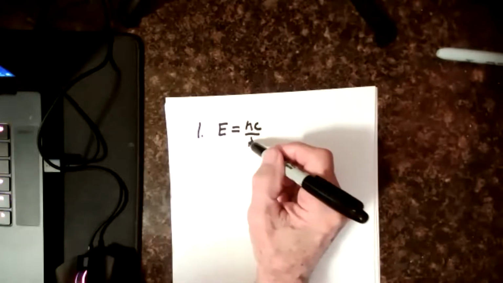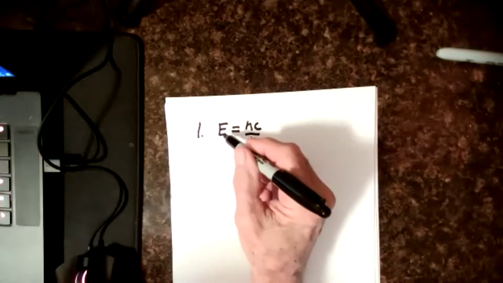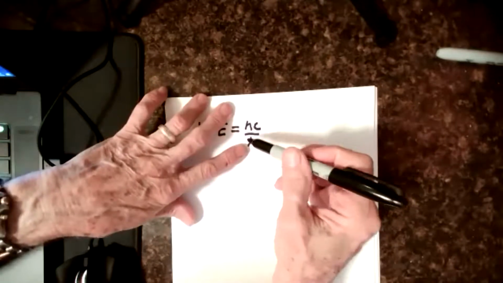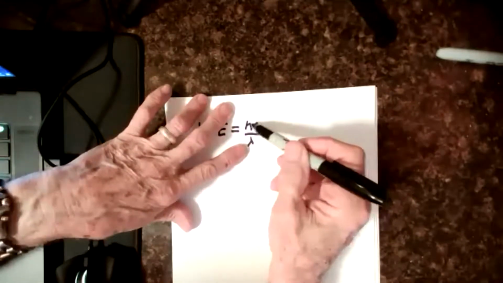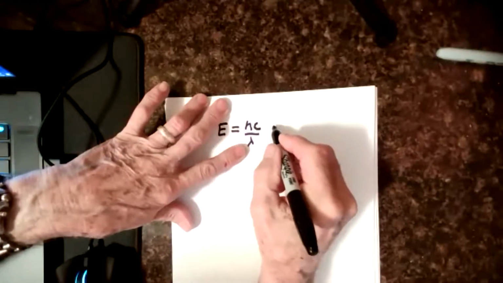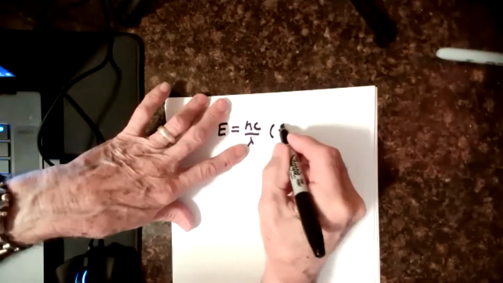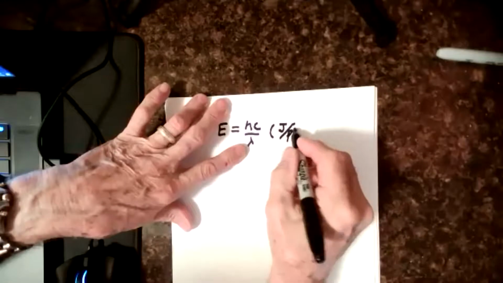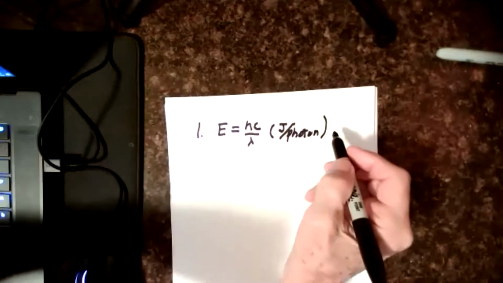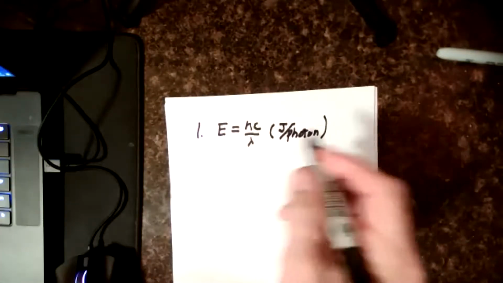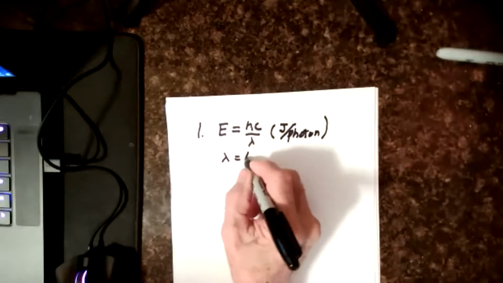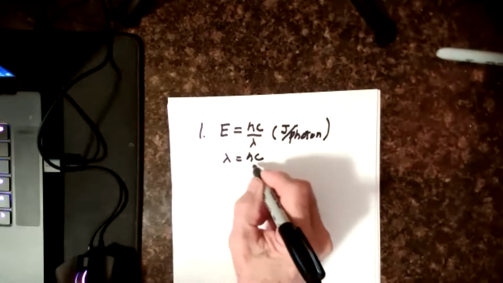Now I'm going to calculate the wavelength, but before I do, I want to remind myself of something. If I had the wavelength given, the speed of light is given, Planck's constant is given, I would calculate the energy. What would the units be? The units would be joules per photon. Okay? So the energy is joules per photon. So I'm going to now solve for the wavelength. The wavelength then is going to be hc divided by E.